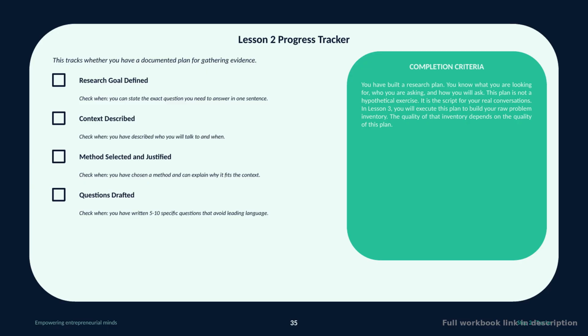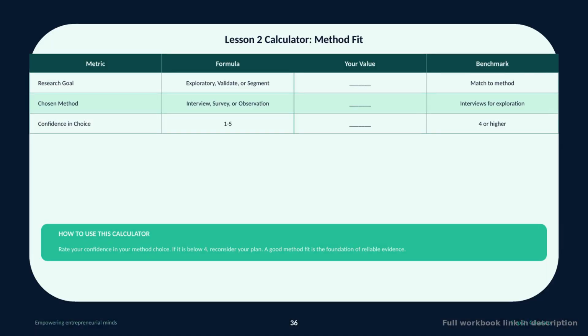You have built a research plan. In Lesson 3, you will execute this plan to build your raw problem inventory. The quality of that inventory depends on the quality of this plan. This lesson's output is your research plan. Use the calculator to check your method fit.